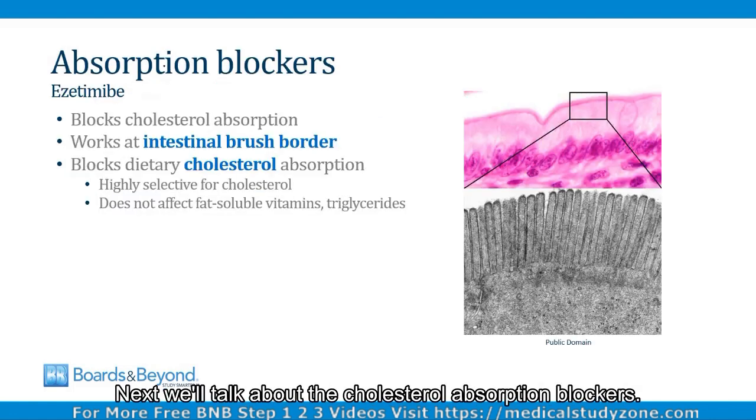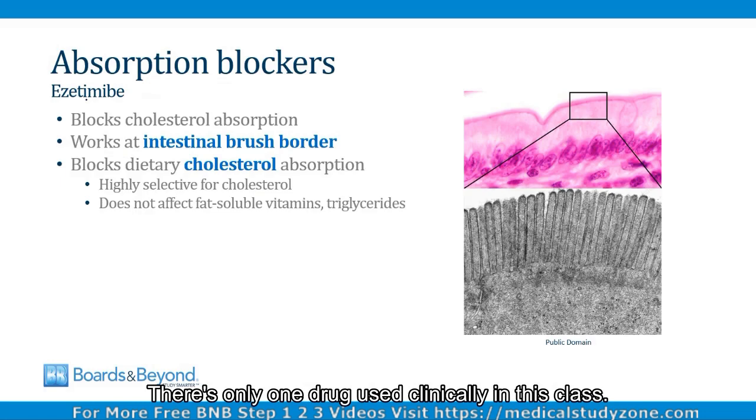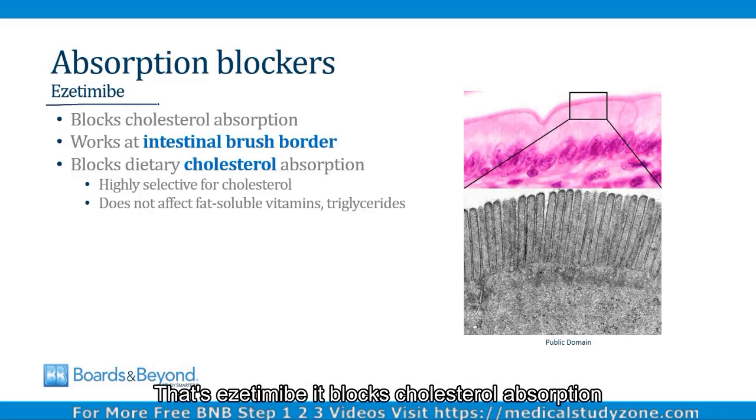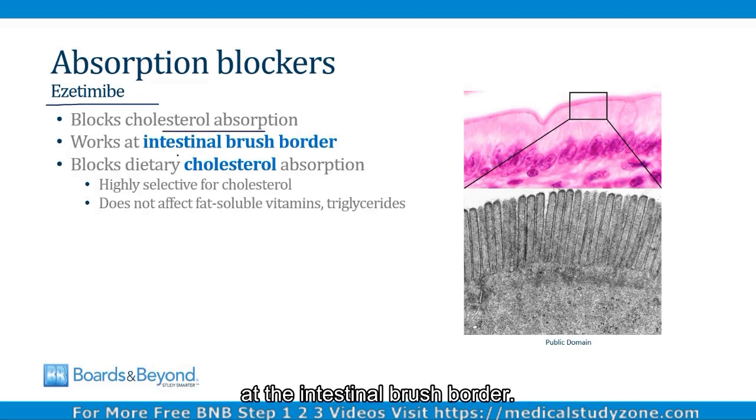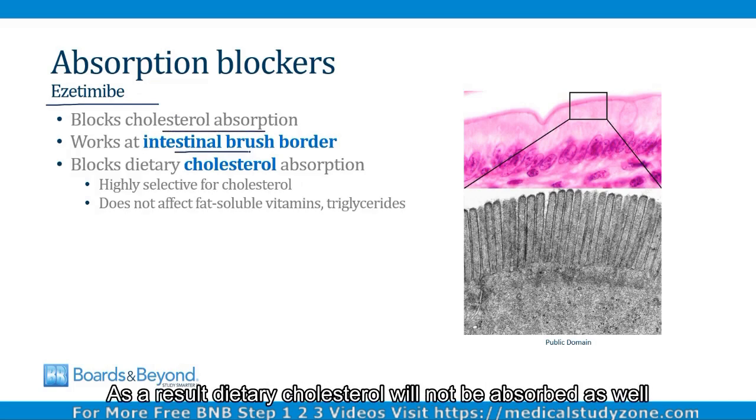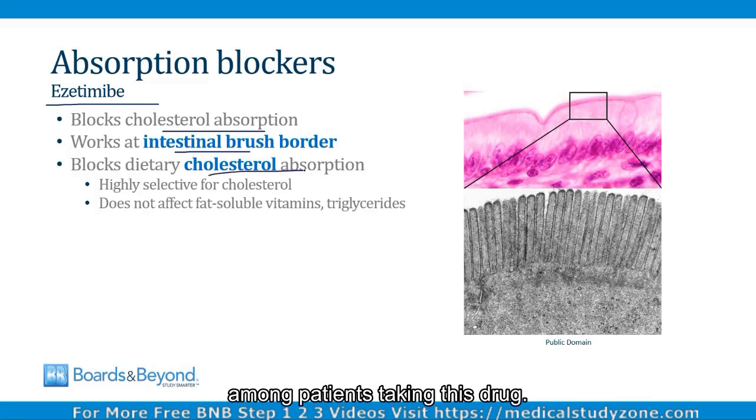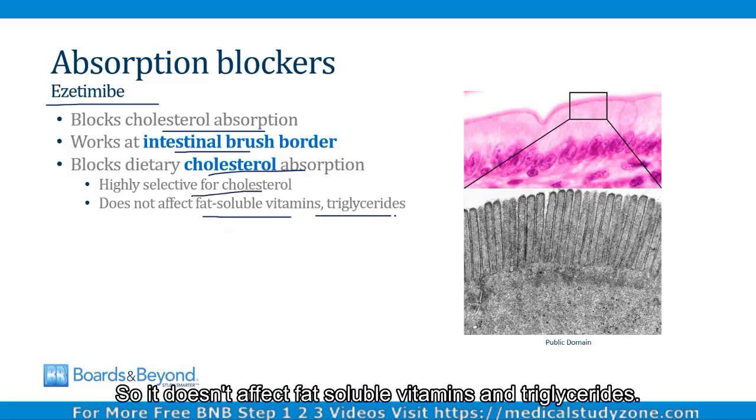Next, we'll talk about the cholesterol absorption blockers. There's only one drug used clinically in this class, that's ezetimibe. It blocks cholesterol absorption at the intestinal brush border. As a result, dietary cholesterol will not be absorbed as well among patients taking this drug. It's highly selective for cholesterol, so it doesn't affect fat-soluble vitamins and triglycerides.